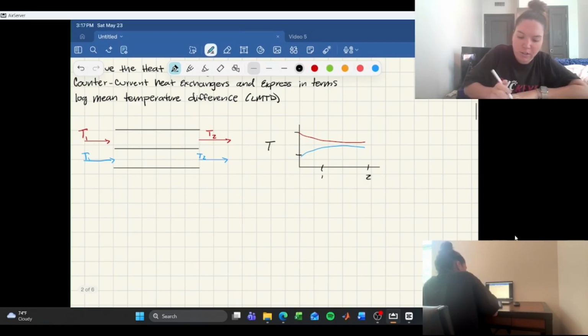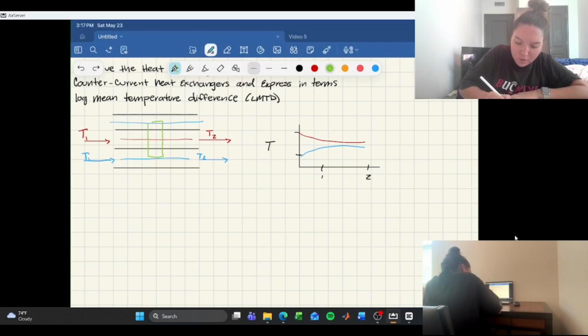And I can draw this picture a little bit better just because it's in a cylinder. So the cold stream will be up here also. And then this is the hot stream, all going in the same direction. And then, I'll do a different color, we're going to have a cross-sectional area where the heat is going to be transferring from the hot to the cold.